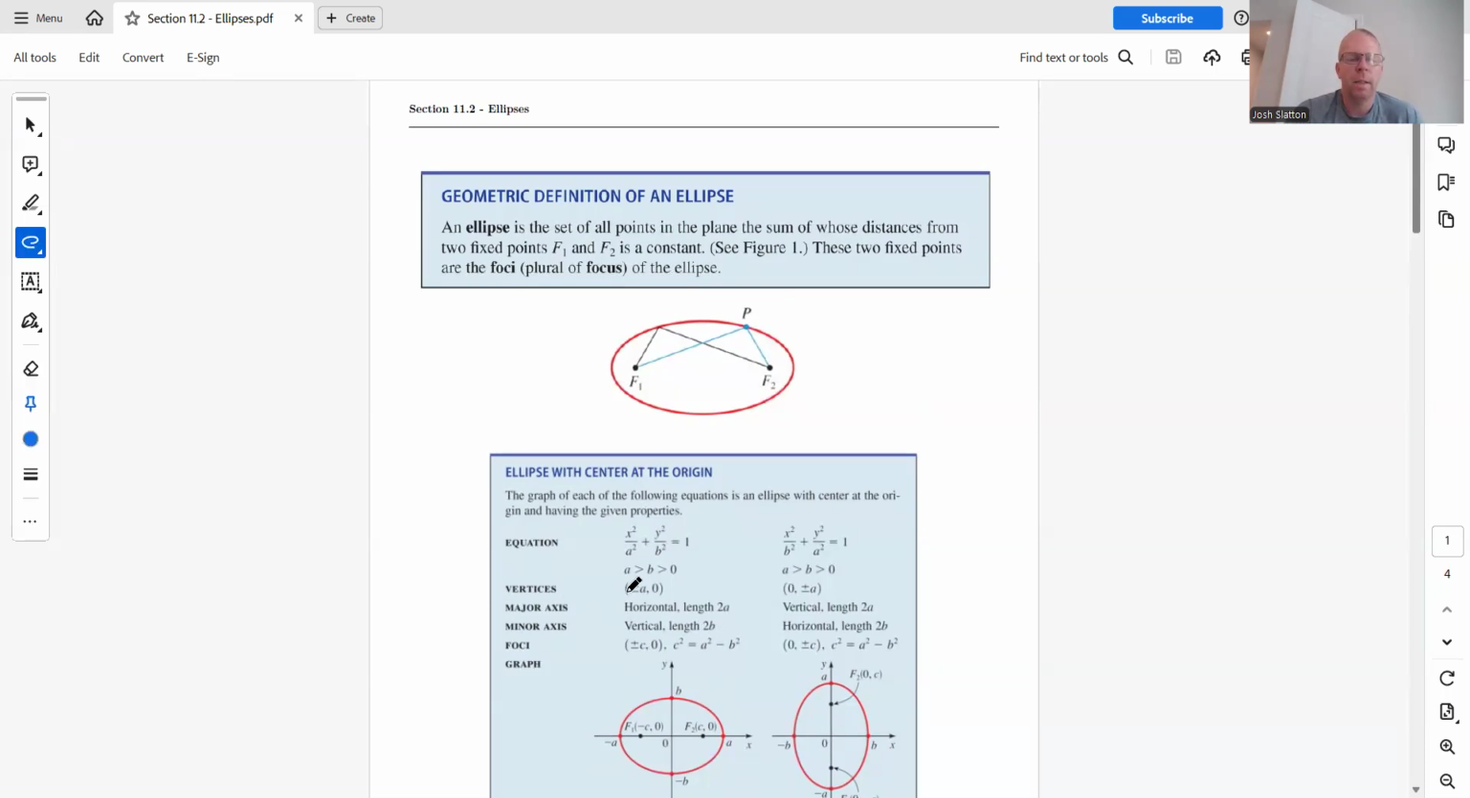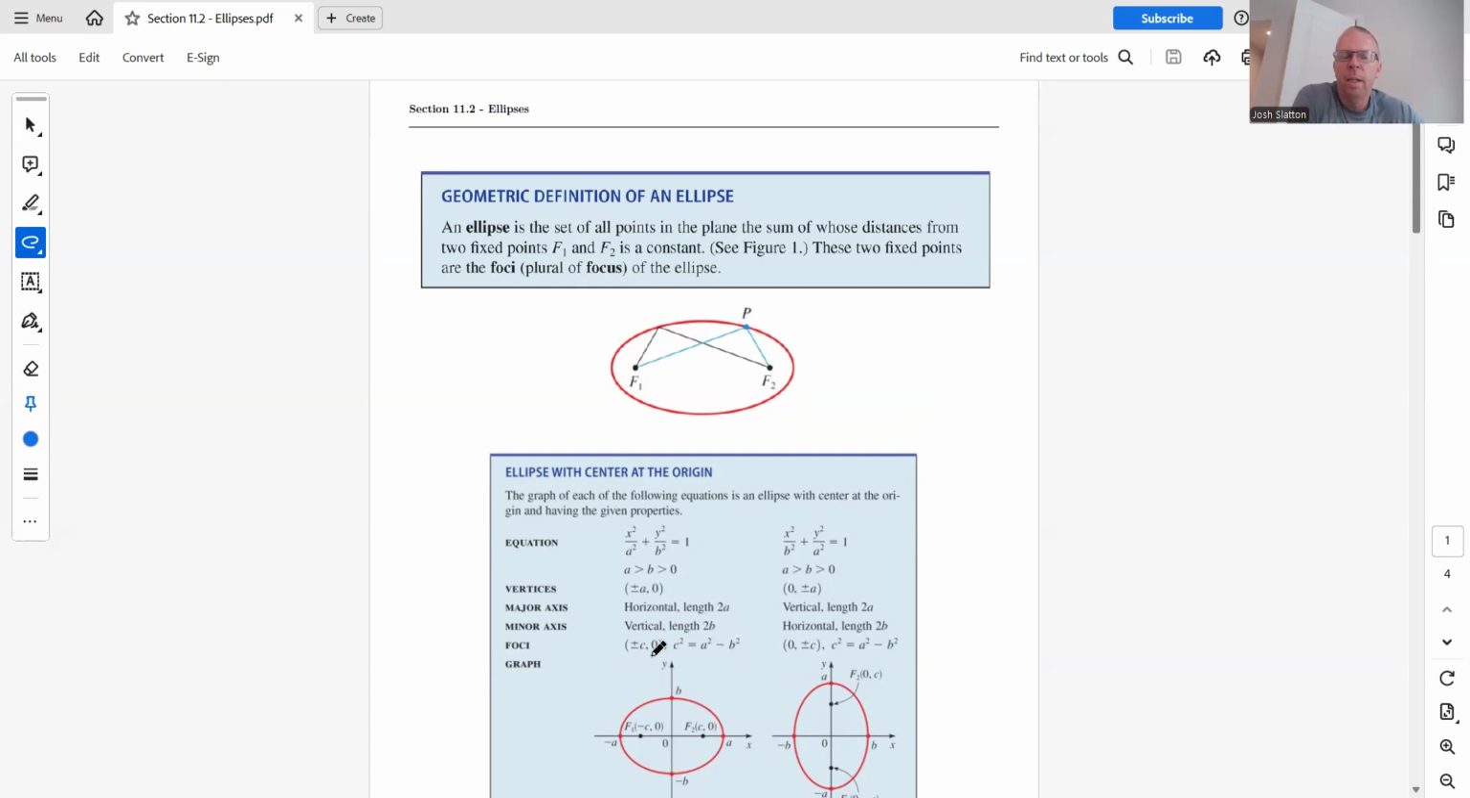Whatever denominator a is in, that tells you the direction that the ellipse is stretched in. So if the a, or the bigger number, is under the x, then it's going to be elongated horizontally. If the a, or the bigger number, is under the y, then it's going to be elongated vertically. And so in this case, the horizontal length would be 2 times a. So a and negative a will be the x-intercepts, b and negative b will be the y-intercepts.